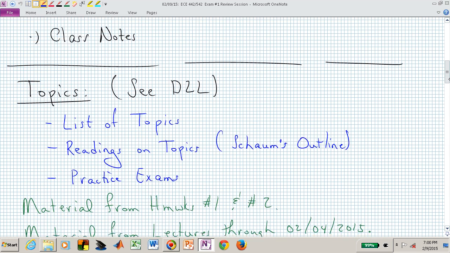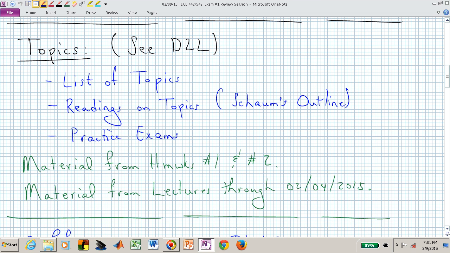In terms of material, we didn't talk about this a few minutes ago, I don't believe, but there's a list of topics on D2L. Right below that, I believe I've now recently included reading material for this first exam, and it's based on the textbook that you can access through the library. You don't have to go buy one. I don't know if you could even find one now to get it here. Maybe you could if you have Amazon Prime. But hopefully you already have that if you need it.